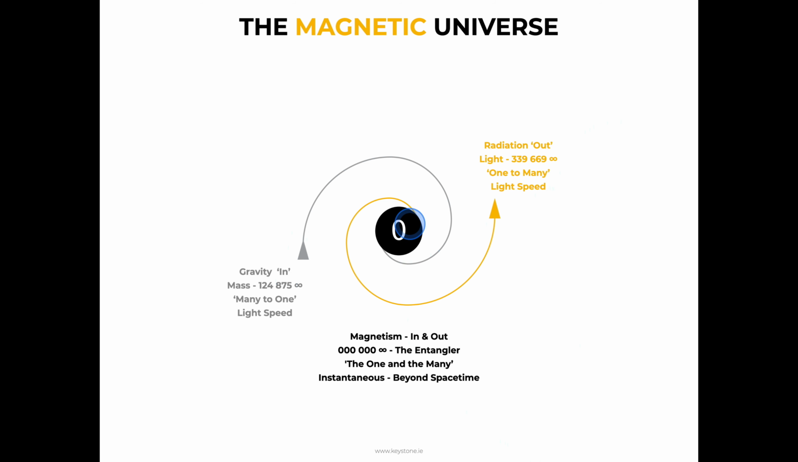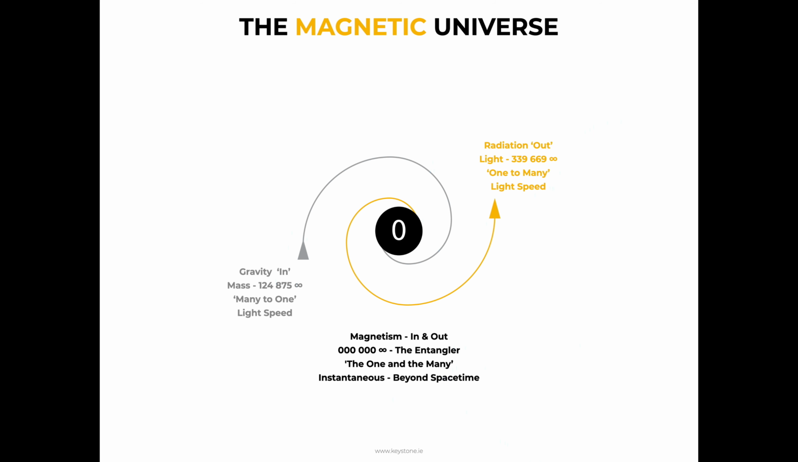But in the center, we've got magnetism, in and out, the monopole. The code for it is 000000. It's all the zeros. Perhaps nature uses a binary code, plus and negative 0. Interesting. This is magnetism in and out. This is the entangler. It's both the one and the many, and it's instantaneous. It's beyond space-time. I would draw a parallel here with quantum entanglement.